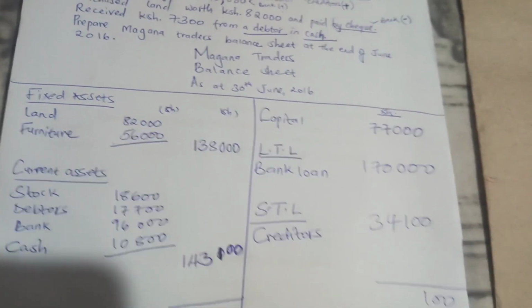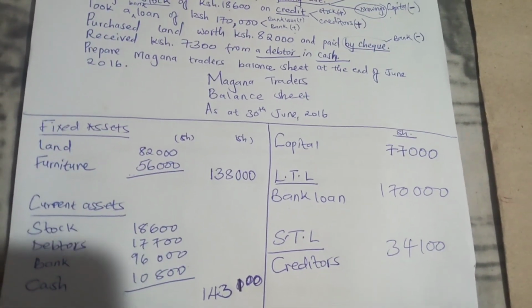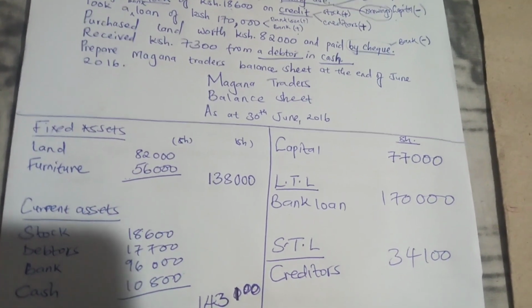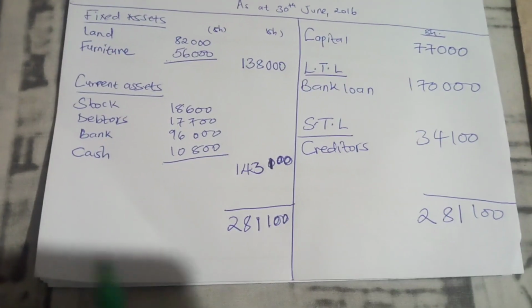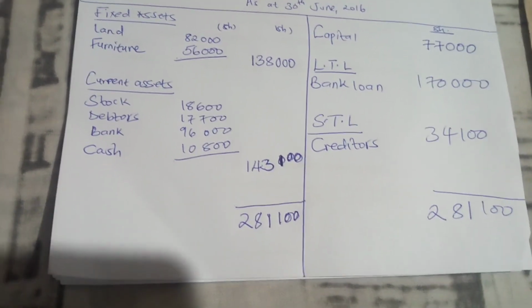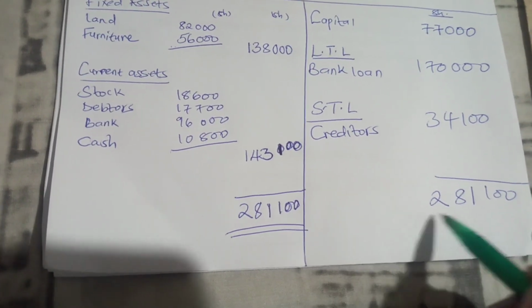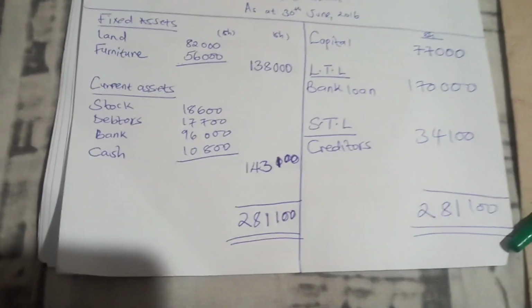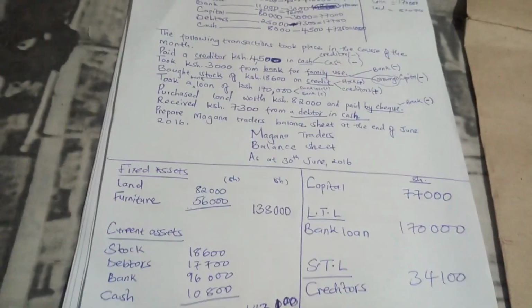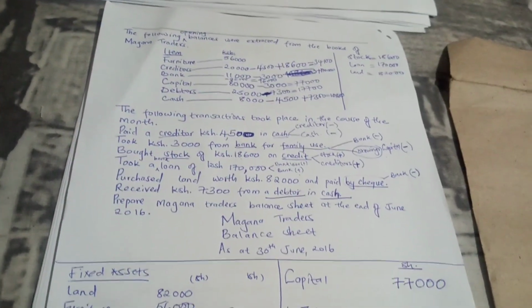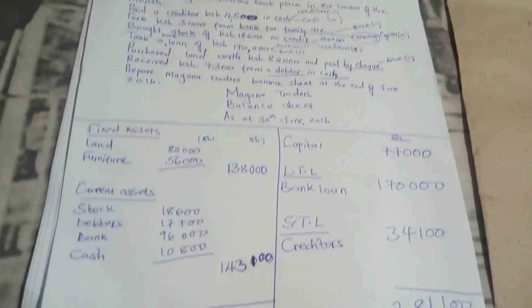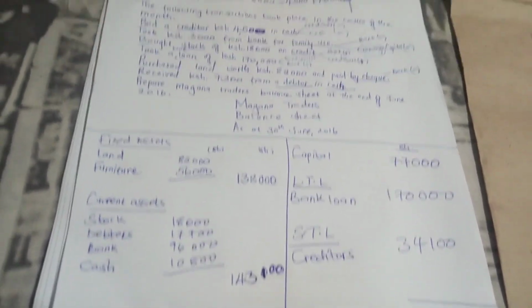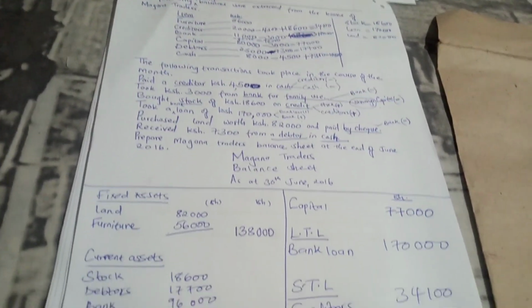Clearly if we total that, it will give us 281,100, and clearly our left hand side and right hand side, as our debit and our credit side, balance. So therefore we close our account by double underscoring, and that is how, learners, you are supposed to proceed with that kind of question. That question should earn you 10 marks.